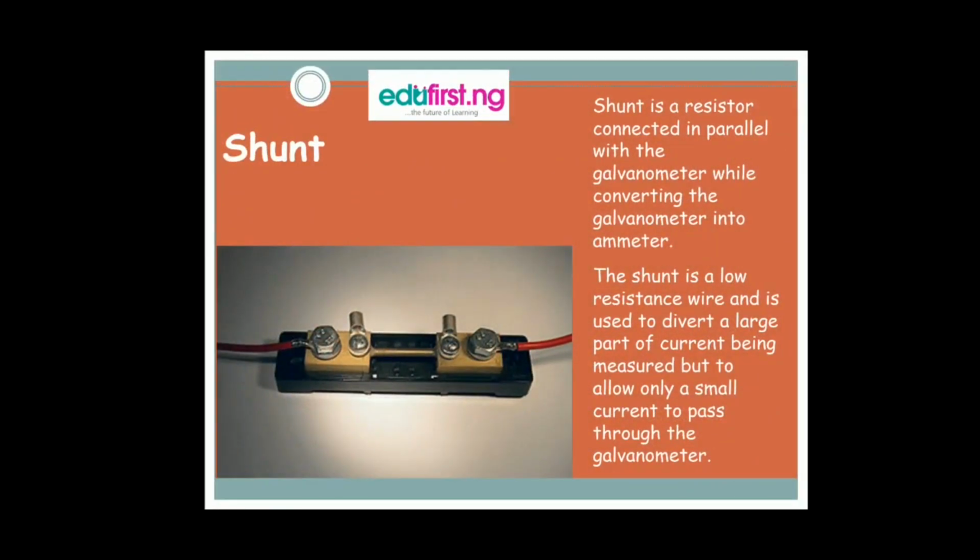Shunt. A shunt is a resistor connected in parallel with the galvanometer while converting the galvanometer into an ammeter. The shunt is a low resistance wire and is used to divert a large part of the current being measured, but to only allow a small current to pass through the galvanometer.